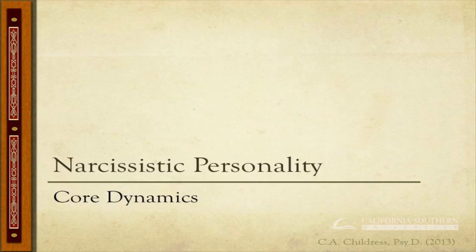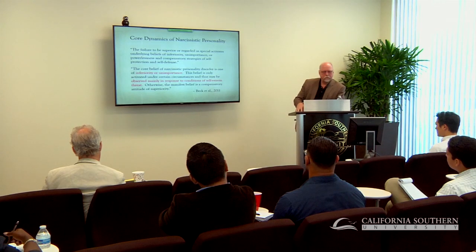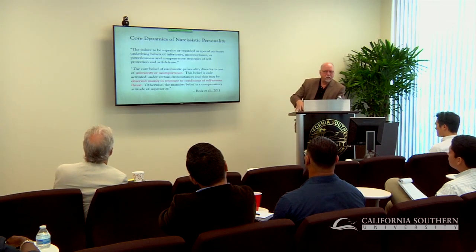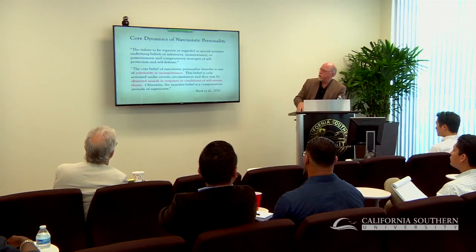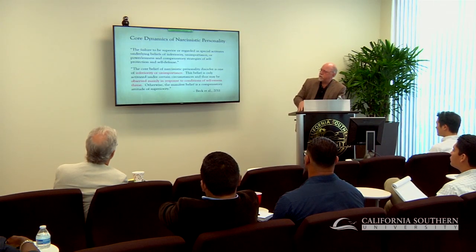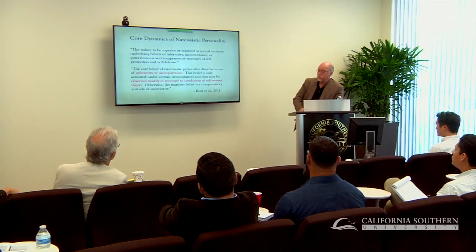Now, for the narcissist, to talk about what their core dynamics are, Beck refers to it as schemas. Bowlby refers to them as internal working models. The failure to be superior or regarded as special activates underlying beliefs of inferiority, unimportance, or powerlessness, and compensatory strategies of self-protection and self-defense. The core belief of the narcissistic personality is of an inferiority or unimportance. This belief is activated only under certain circumstances and thus may be observed mainly in response to conditions of self-esteem threat. Otherwise, the manifest belief is a compensatory attitude of superiority.